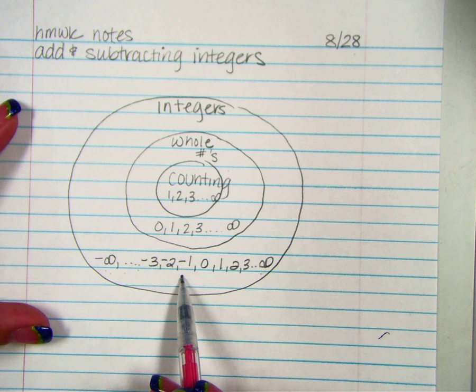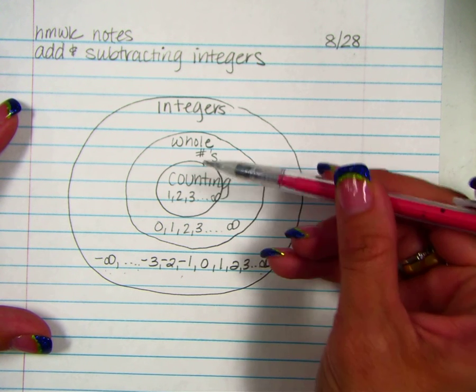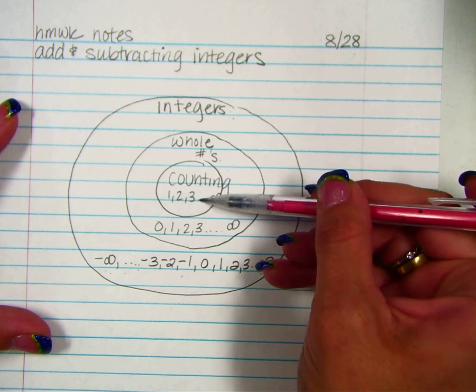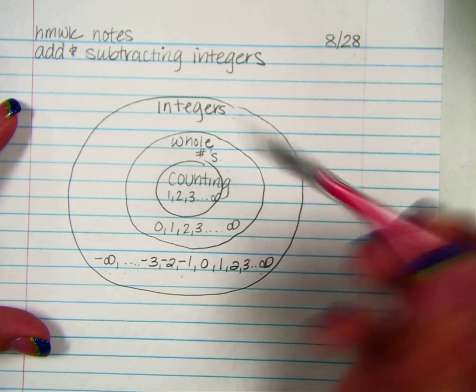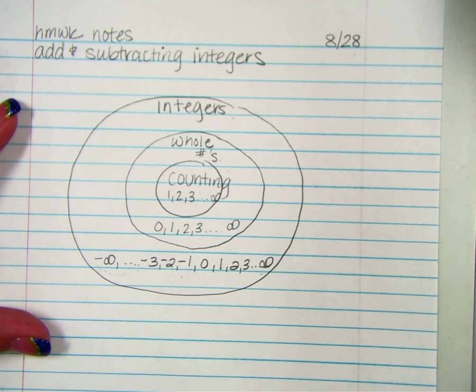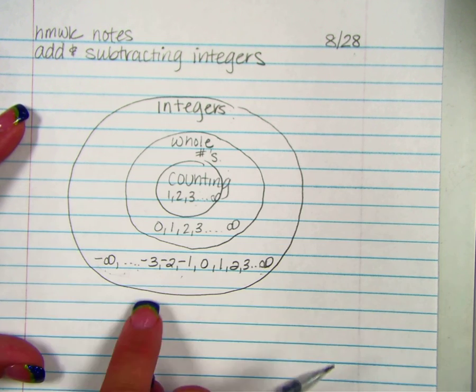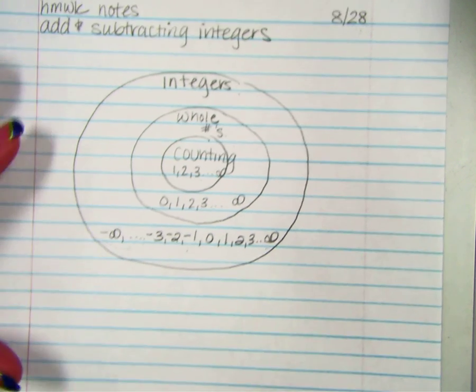Okay, so counting numbers are whole numbers, and whole numbers are integers. Counting numbers are integers as well, but integers are not counting numbers because they include this whole group of negatives that are not in our counting number set. Okay, so we're looking at adding and subtracting integers, which means that we're adding and subtracting numbers that are negatives and positives. There's several ways to do this.